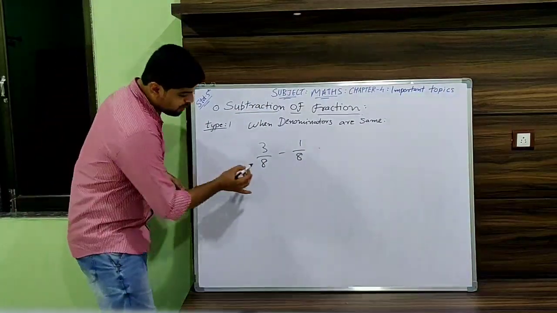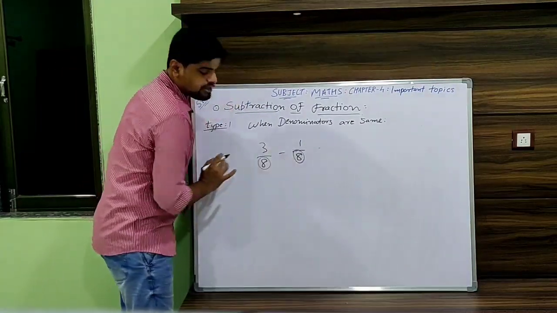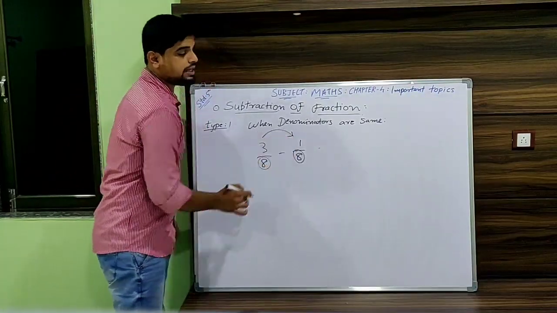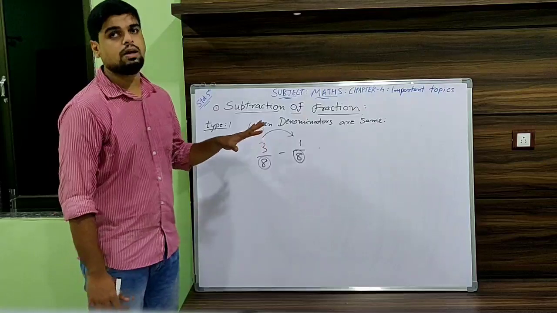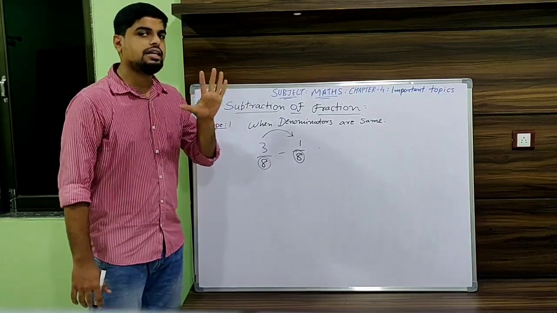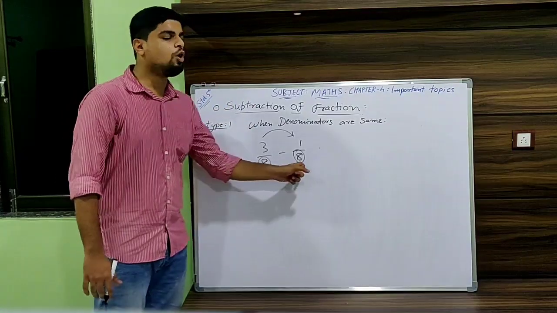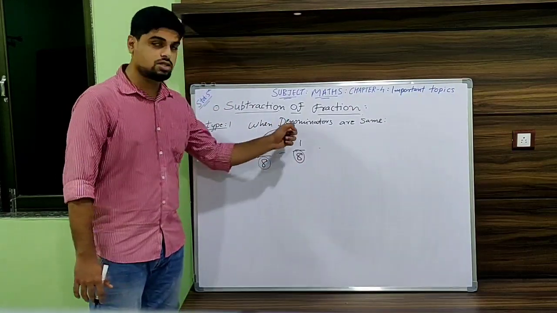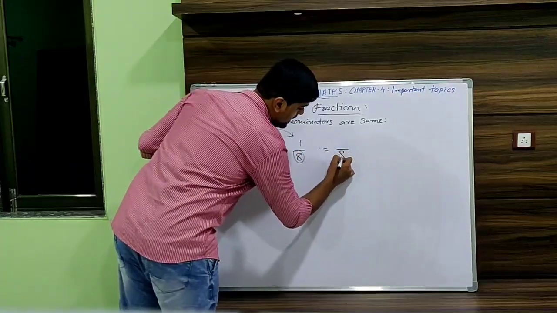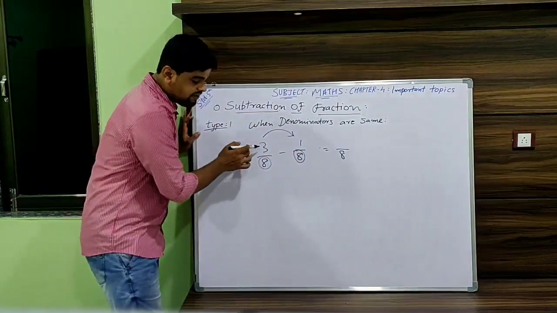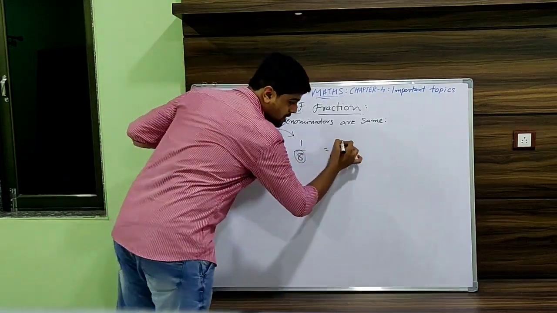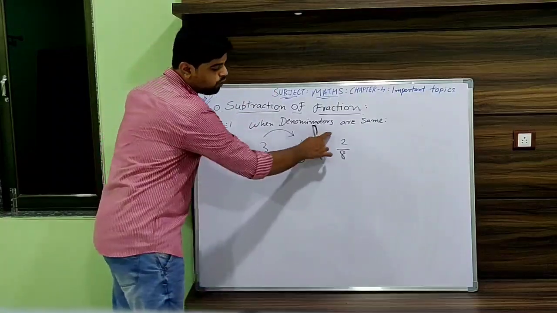As you can see here, both the denominators are the same. So we have to just subtract the numerators. It is almost similar to addition, but some changes are there that I will teach you. So if denominators are the same, you have to just subtract the numerators. You write the denominator as it is, and for the numerator we subtract 3 minus 1. 3 minus 1 is 2. So we got 2 by 8.